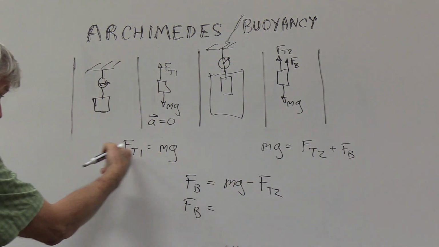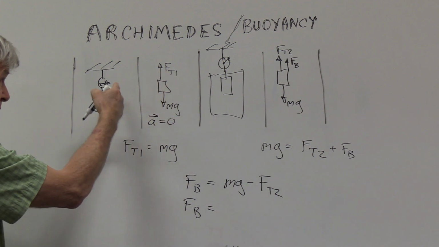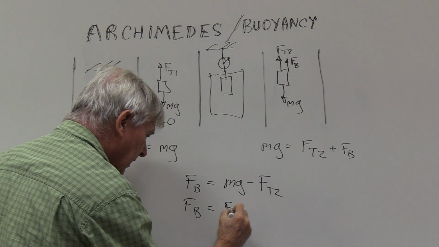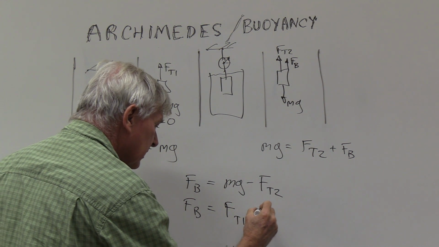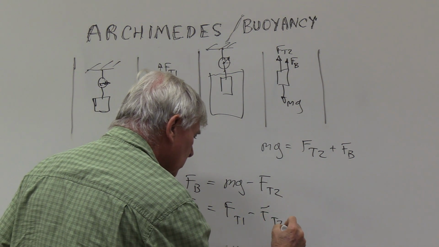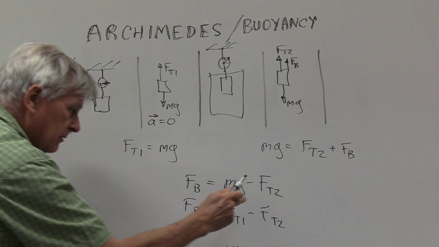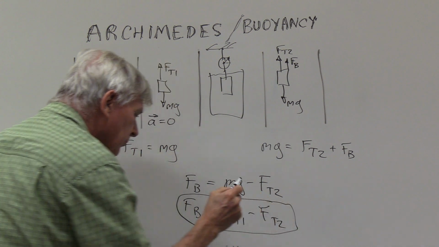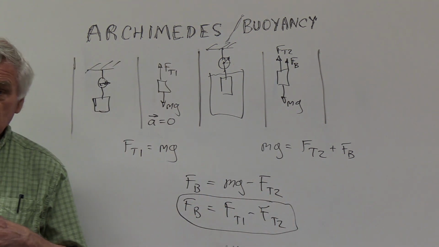and since mg is equal to Ft1, the reading on the spring scale the first time, we can say it is simply Ft1 minus Ft2. And that's the equation you're going to need.